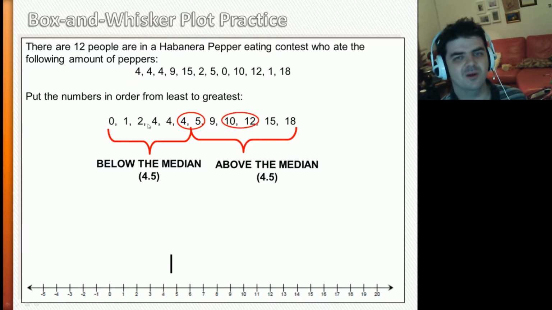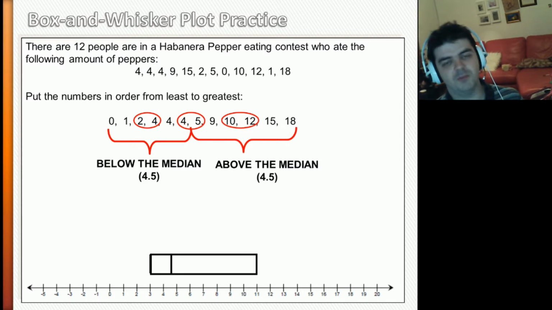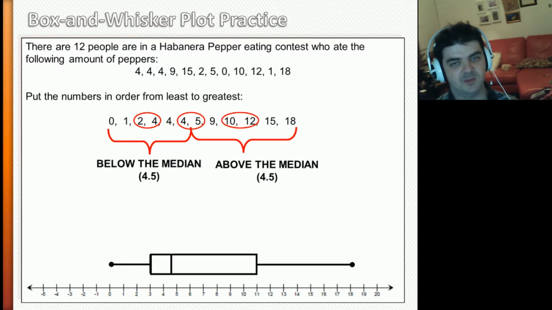Our upper quartile is going to be those two middle values, 10 and 12, and the middle of those is 11, and it will go there. Similarly, below, the two middle numbers are going to be 2 and 4, and the middle of those is going to be 3. We will draw our box around those values, and we will put in our upper and lower whiskers of 0 and 18, and that would be that drawn. So be careful with that one, because visually if you write it down and circle it like that, it looks like there should be 5 numbers below the median and 5 numbers above it.